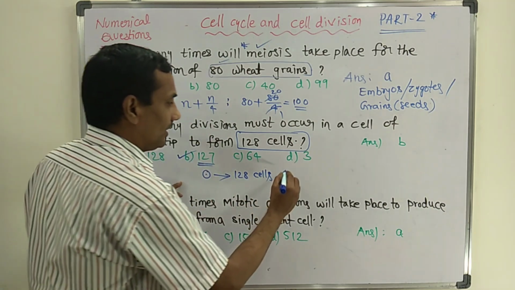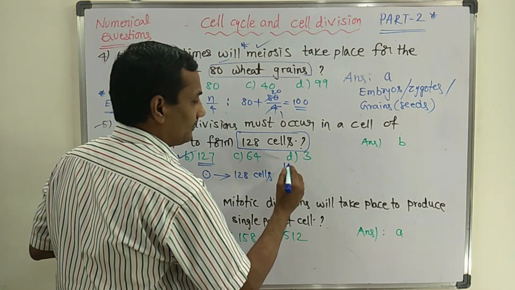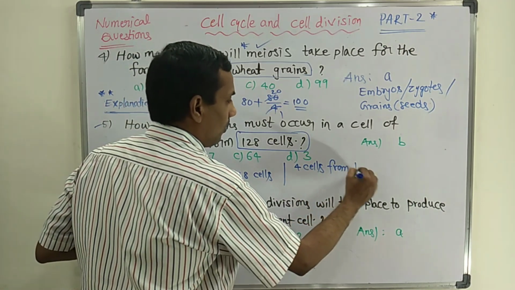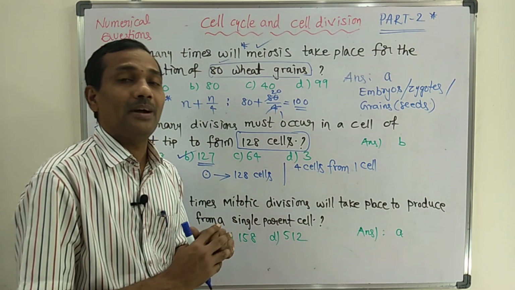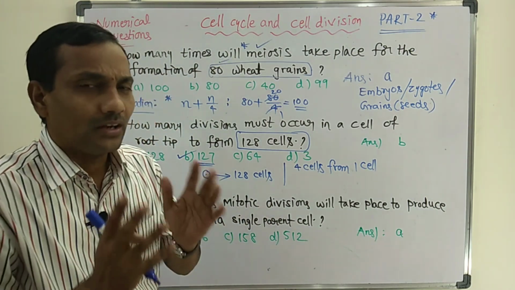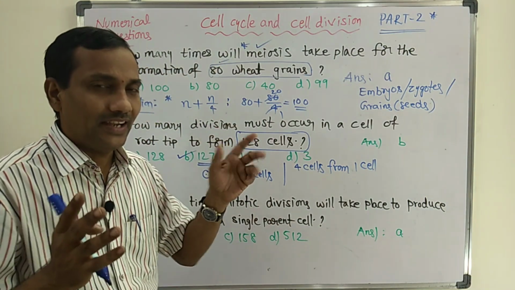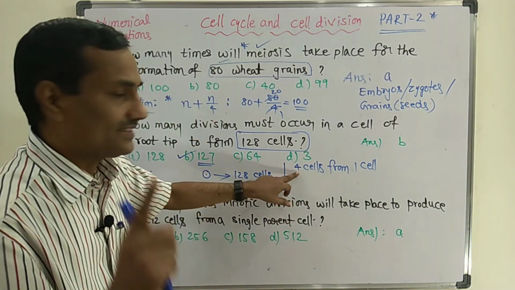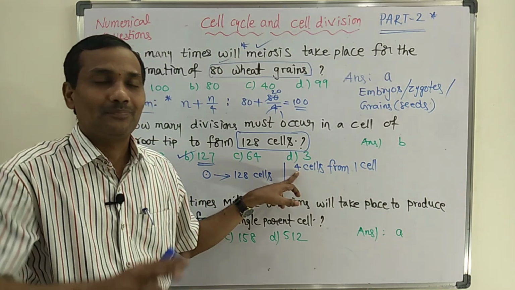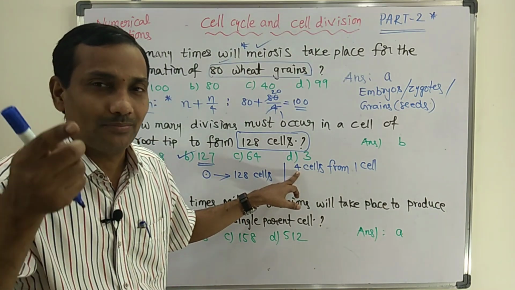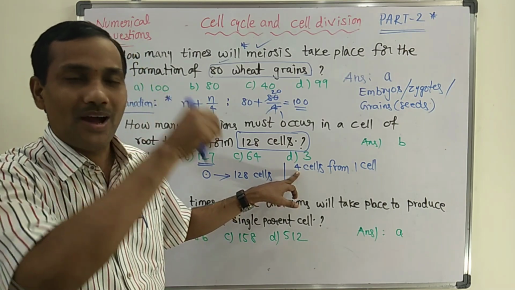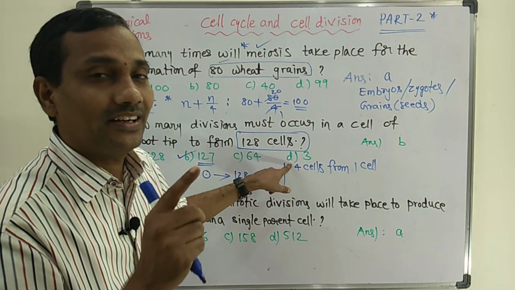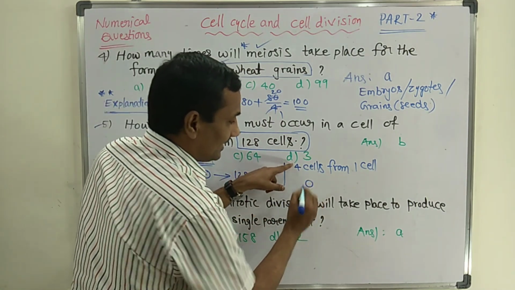Just for explanation, here I am taking 4 cells from one cell. How many mitotic divisions are required? To explain 128, I am taking one value less than the number of cells from one single cell. They are not asking for mitotic generation. Mitotic generation is different, mitotic division is different. For 4 cells from one cell, how many mitotic divisions are required? Let me take one single cell.